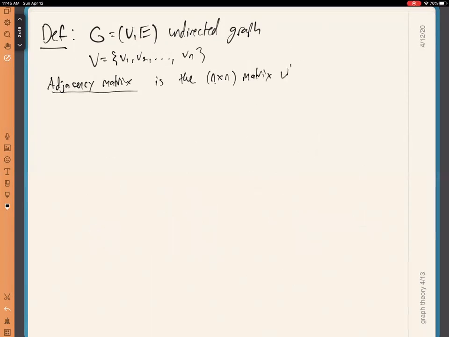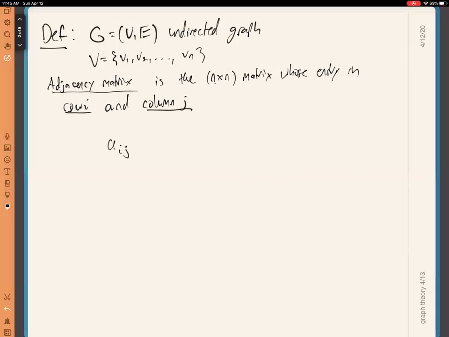whose entry in row number i and column number j, well, the entry in row i and column j is going to be a 1 if there's an edge between the respective vertices, and 0 if there's not an edge.